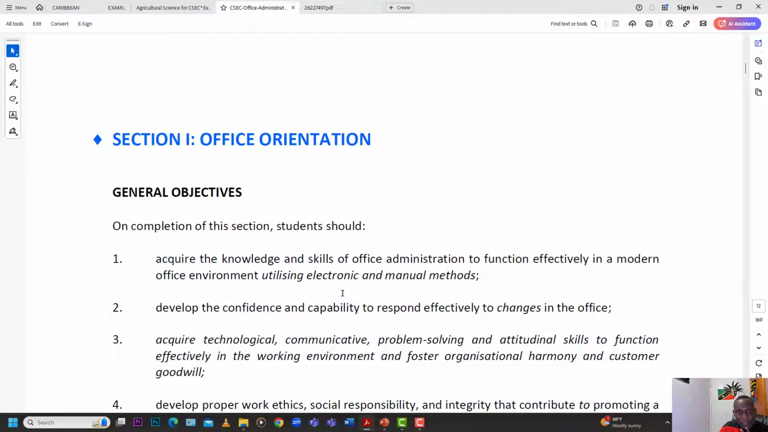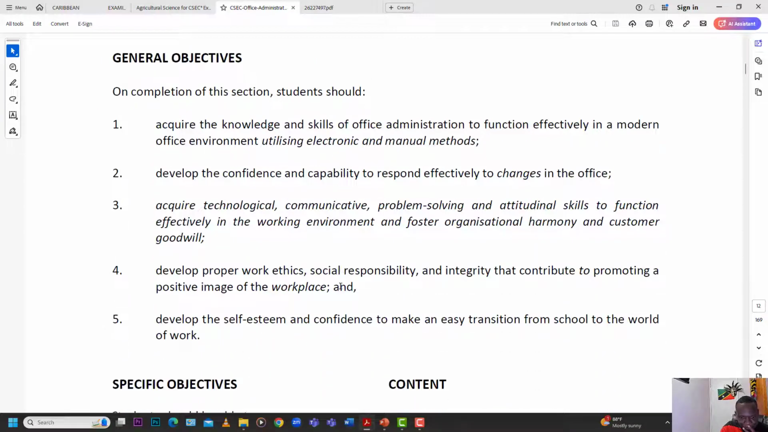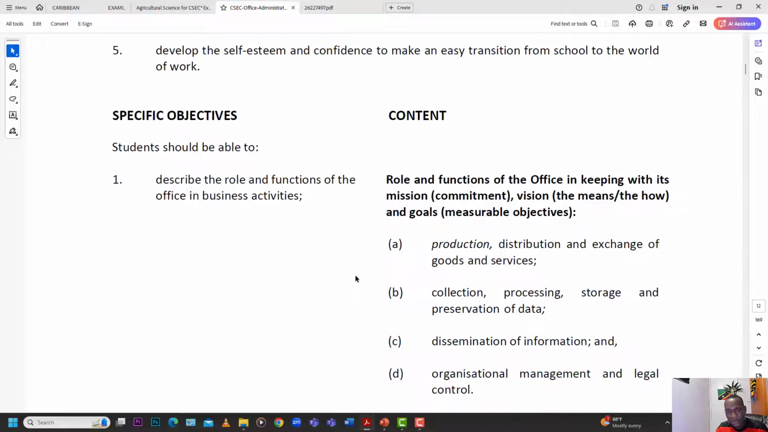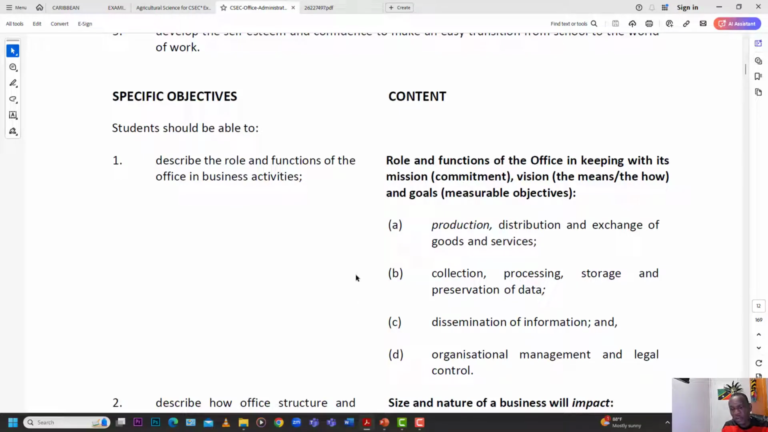So we're here looking at the syllabus for OA, and the first thing they're asking us to do is describe the role and functions of the office in business activities. And so I always encourage students to get your syllabus from CSEC, any syllabus, and use them to study, right? Sometimes the syllabus will give you some ideas, some clues as to what you need to cover.